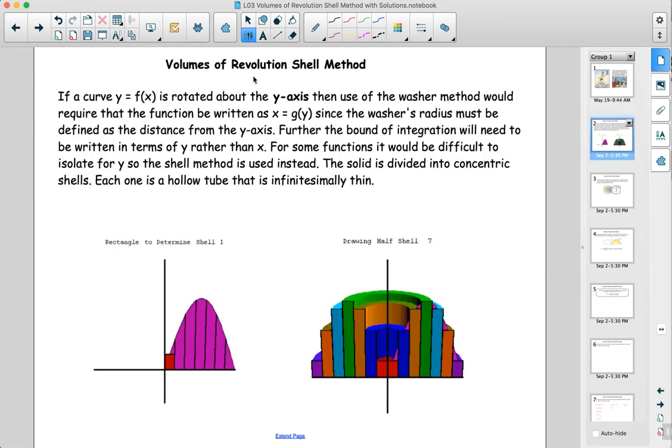We're going to look at today's work. I said volumes of revolution using the shell method. So we're going to take a curve that's written in terms of x and we're going to rotate it about the y-axis. So we're going to have a mismatch: the curve in terms of x but rotating about the y-axis.